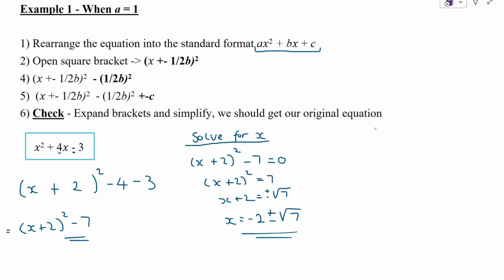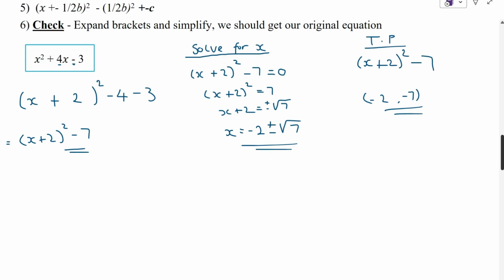Now, when finding the turning point, it's a little bit easier. We take our original working out, and this turning point is just going to be one set of coordinates, one x value, one y value. Now the x value, we just need to take this number outside of the bracket, as we've done previously with things like factorization. So this will be -2, and the y value will stay the same as it's shown outside the bracket.